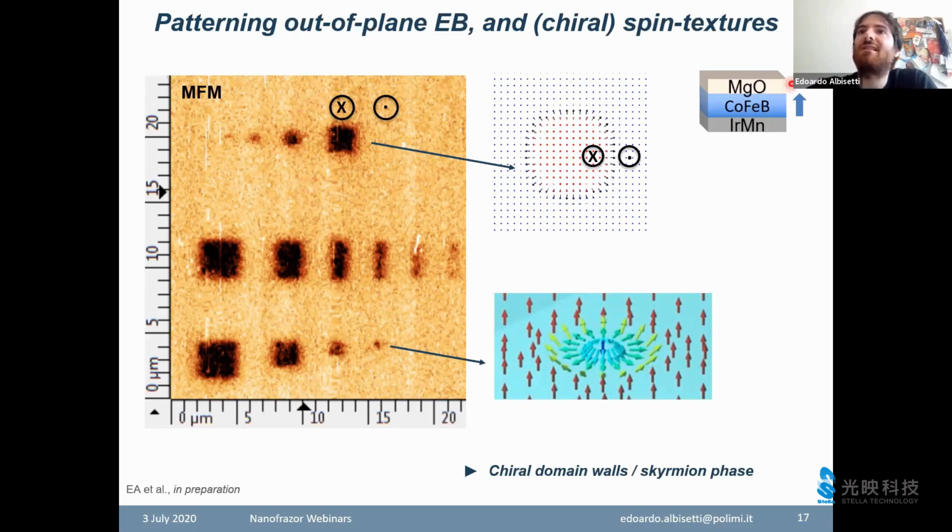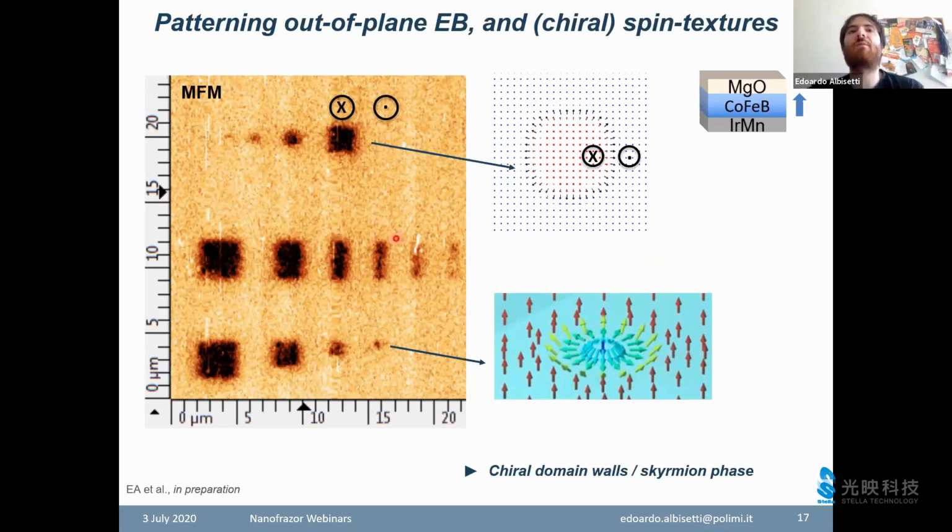The interesting thing is that in this particular system, there's not only the exchange bias interaction, but there is another interaction called the Dzyaloshinskii-Moriya interaction that causes the domain walls to be chiral. This is a particular property that allows you to stabilize the magnetic skyrmions that we talked about before. So what we're doing here is writing magnetic skyrmions with a well-defined shape and location on the sample.